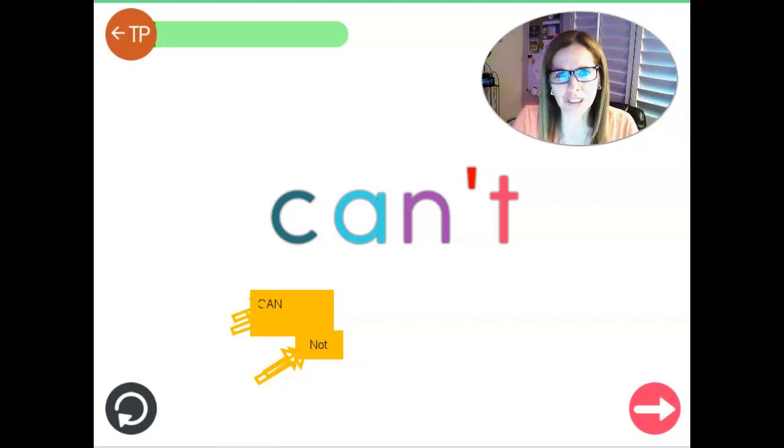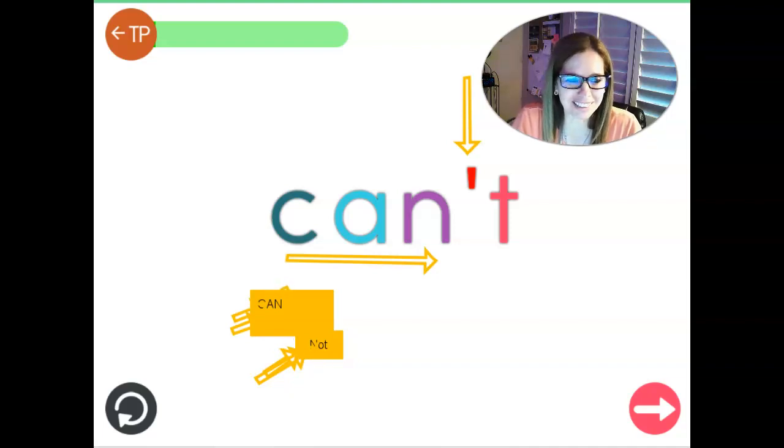We call these words contractions, and contractions are two words like can and not that come together so fast, they smash together, and some letters pop out. And an apostrophe takes their place. So in this word, can't, right here is where some letters popped out and that apostrophe took their place. What letter do you see popped out in can and not? The o is gone, isn't it?